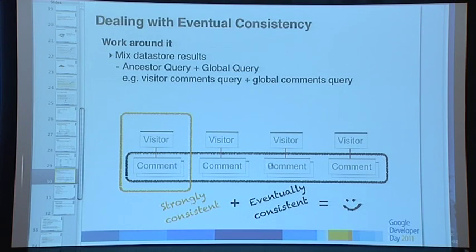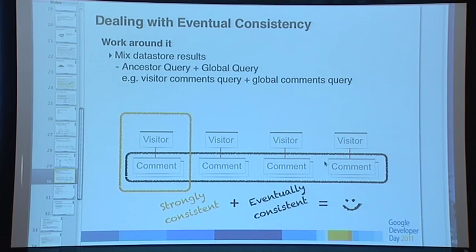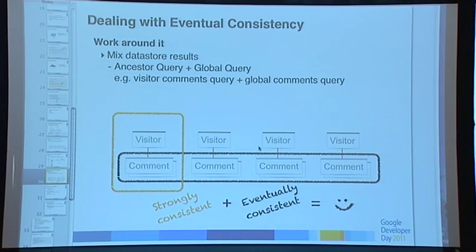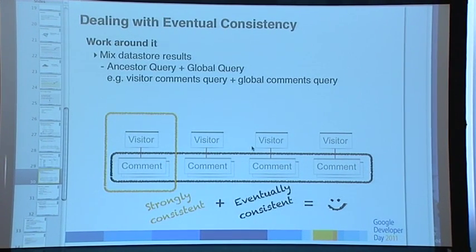So in this example, there's all of these different visitors. And all these different visitors have different comments. And you do a global query, and you say, give me all the comments that are out there. But the visitor goes to the website, and he puts a comment, and he wants to see his own comment right away. How do you do that?